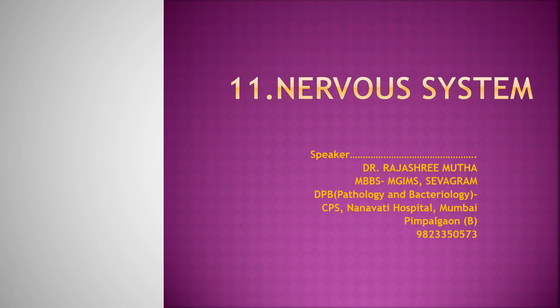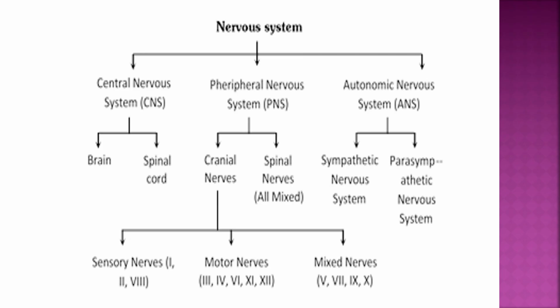So today we are going to study about the nervous system. So this is basic structure of the or parts of the nervous system. So nervous system is mainly divided into three parts, that is central nervous system, peripheral nervous system and autonomic nervous system. The central nervous system is mainly of two parts, that is brain and spinal cord.